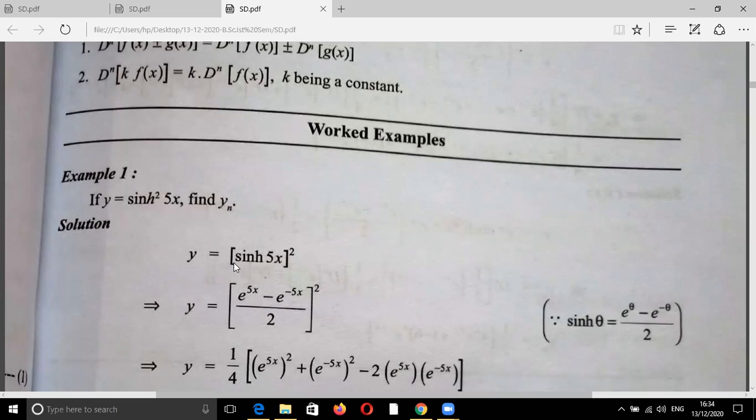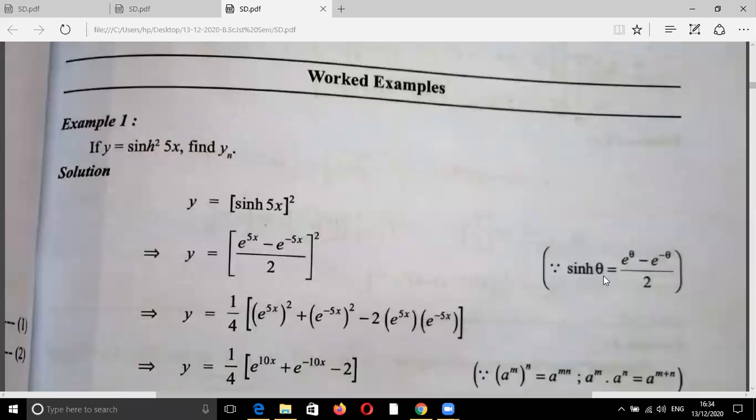Now first you write y is equal to sinh 5x. Already you know h means hyperbolic function; you are taking the trigonometric hyperbolic function. Now already you know sinh theta equals e to the power theta minus e to the power minus theta, by 2. Wherever theta is there, you replace it by 5x, because we don't have the formula directly for sine hyperbolic x. You write it in terms of the exponential function, then you apply the nth derivative of e to the power mx, or e to the power ax.